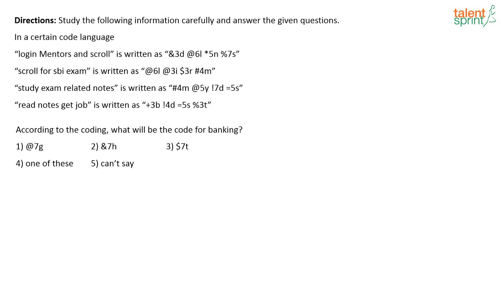According to the coding, what will be the code for banking? See, obviously these two cannot be the code for banking. Why? BANKING ends with G. It can't end with 7, it can't end with T. It can be this. Okay, but again here at this point we need to know what is the symbol coding that has been followed. Again we are not very clear as to what the symbol coding will be, correct?